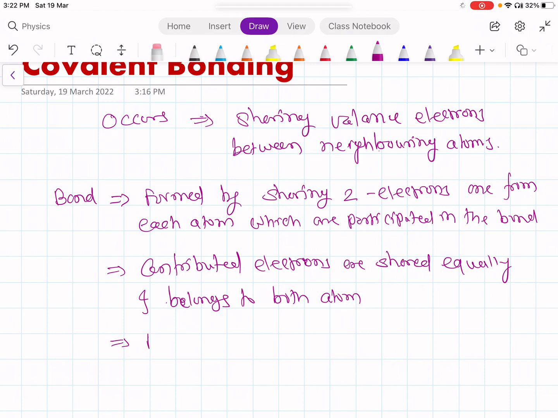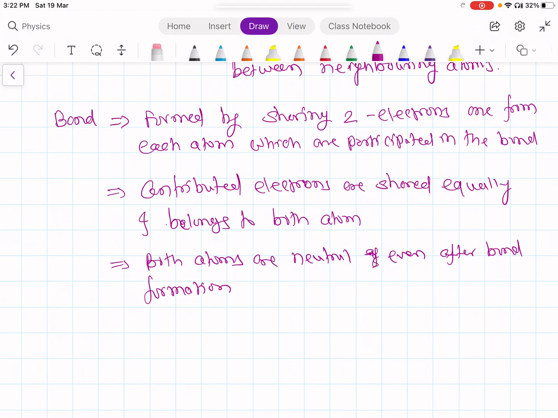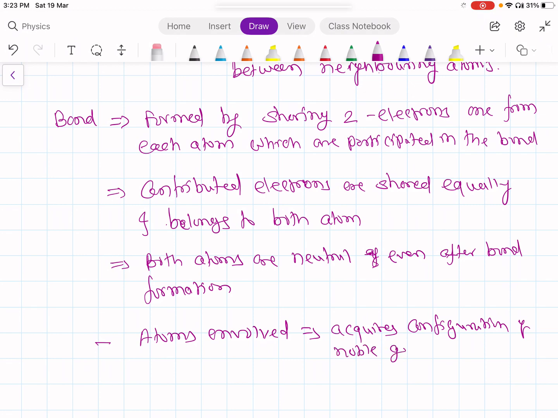Because of that, what happened? Both the atoms which are forming a covalent bond between them are neutral even after bond formation. Both the atoms are neutral. Because of this covalent bond, that is when the electrons are shared equally between the atoms involved, they acquire the configuration of a noble gas. And we know that these noble gases are stable because they have a closed structure.